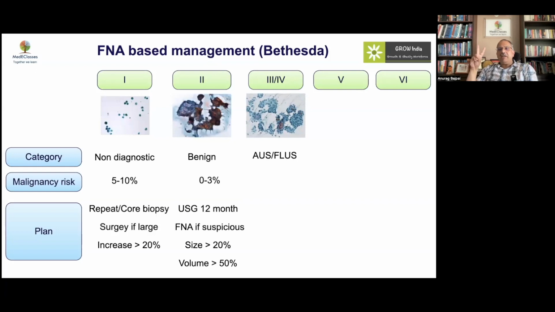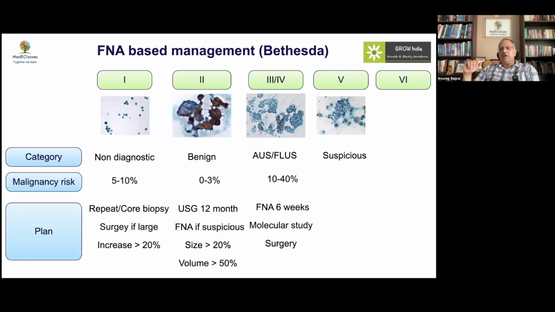If you have category 3 and 4, and these are the most diagnostically confusing areas, so atypia of unknown significance, or follicular lesion of unknown significance, there is a risk of malignancy which is high, more for the follicular lesion in that regard. So 10 to 40% risk of malignancy. Most people will do an FNA after 6 weeks. There are now clear-cut recommendations that if you do a genetic study to identify which genes are being expressed, you may get a clearer picture in terms of the risk of malignancy. So you should do a molecular study. And here some people talk about doing a surgery also in that regard.